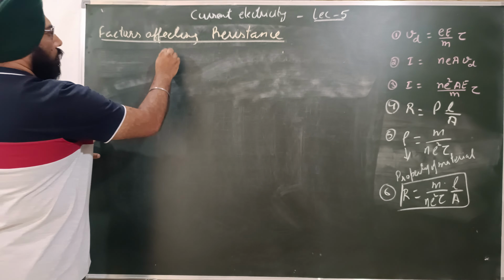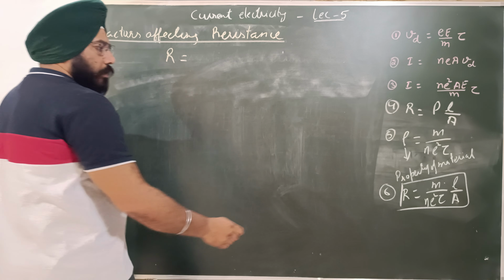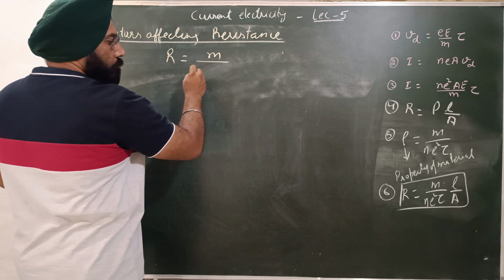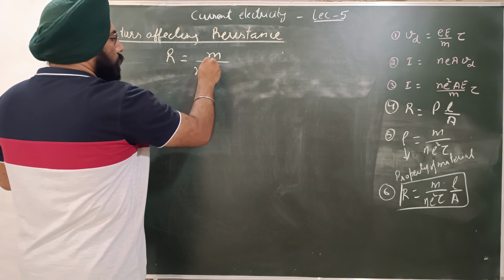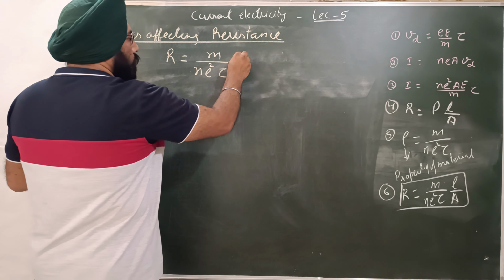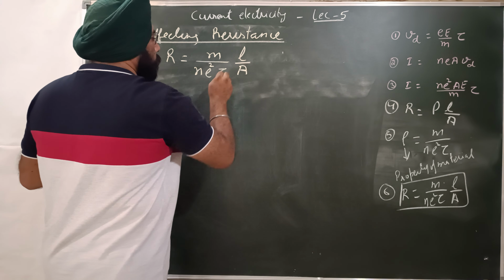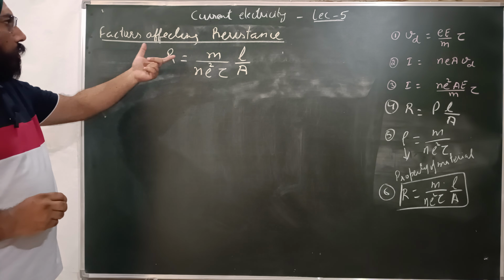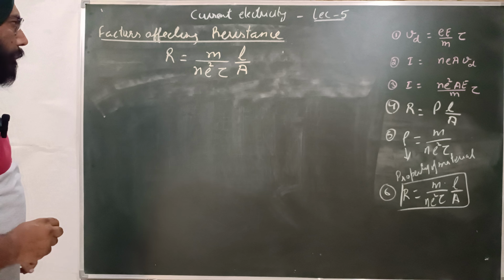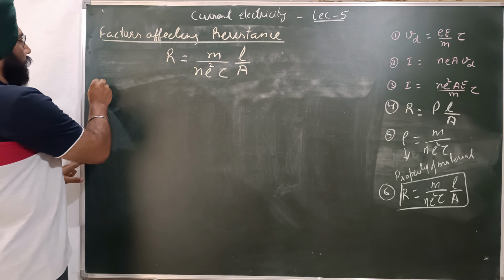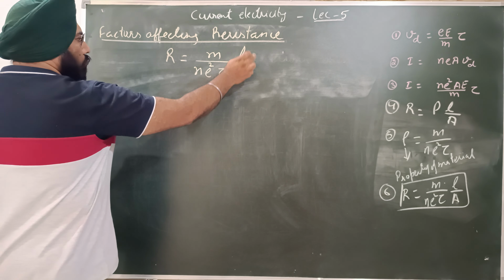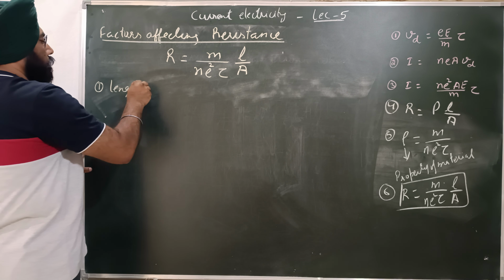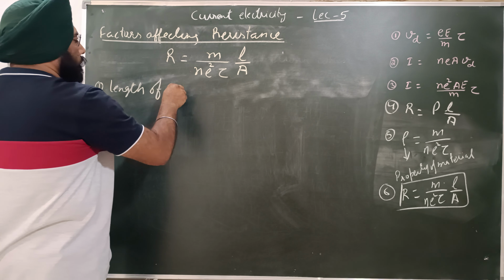Now the factors. We have already derived this formula: R is equal to m over n e square tau, times L over A. From here we will get the factors on which the resistance of a conductor depends. The first factor, I am talking about the dimensions, is the length of the conductor.